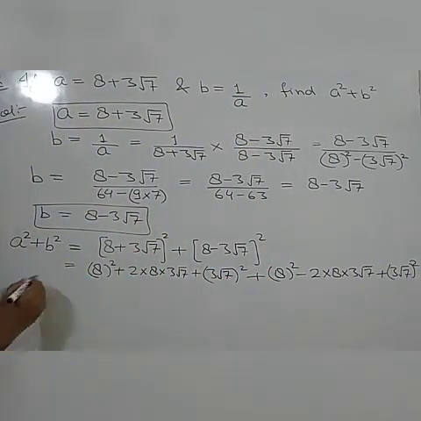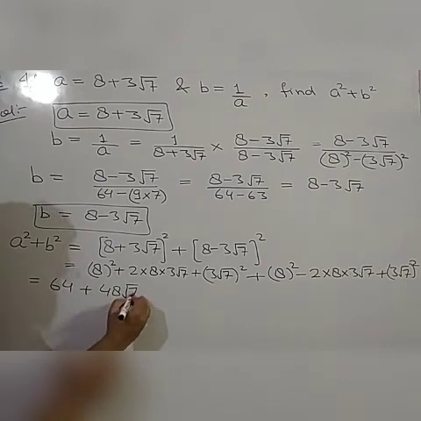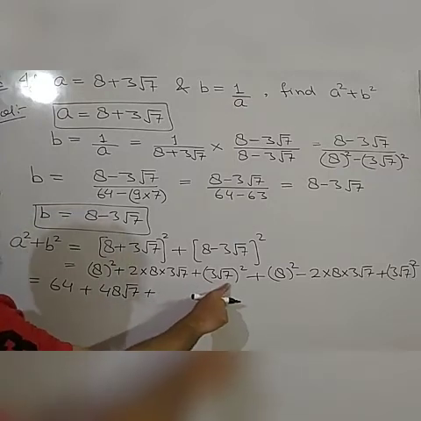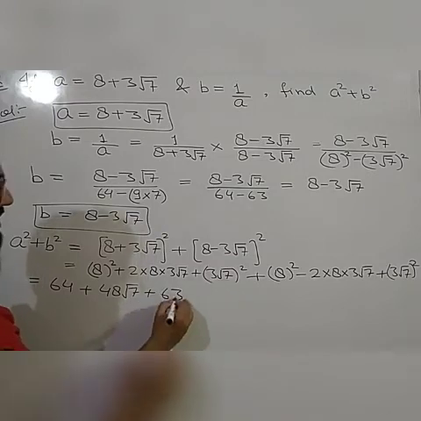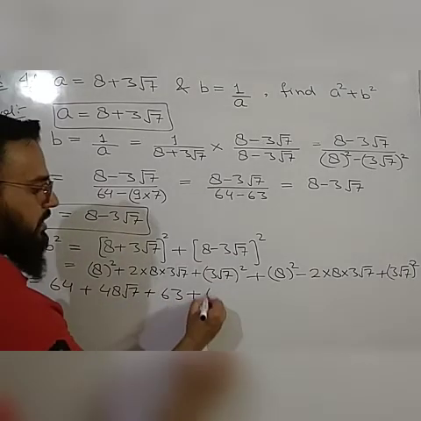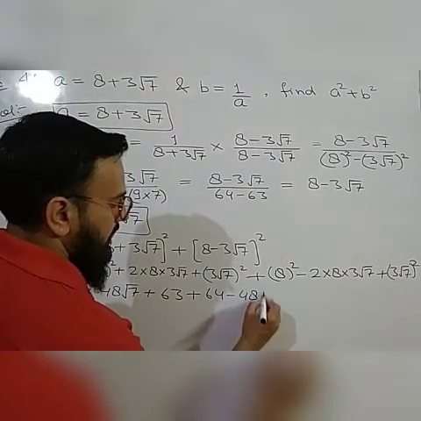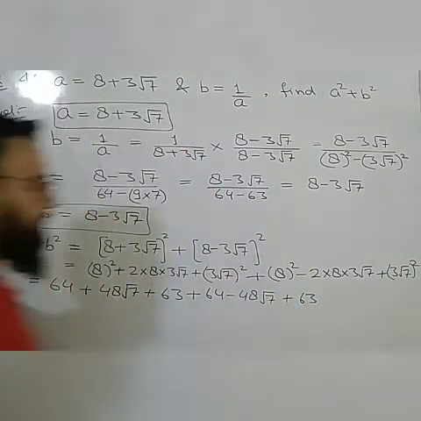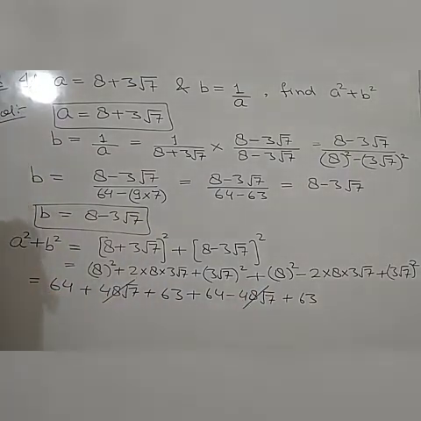Now solving it further, we will get 8 8s are 64 plus 2 8 is 16, 16 3 is 48, 48 root 7. This will be 3 square is 9 and root 7 square is 7. So 9 sevens are 63. Again plus 64 minus 2 8 is 16, 3 is 48, it will be 48 root 7 plus 3 3 is 9, 7 is 63. Now this 48 root 7 and minus 48 root 7 will cancel out.